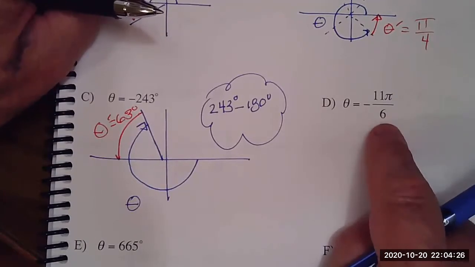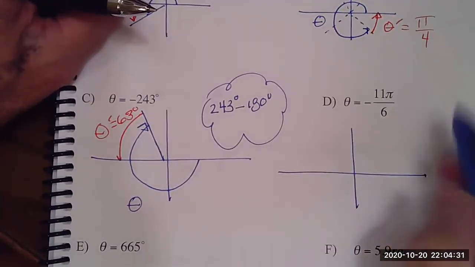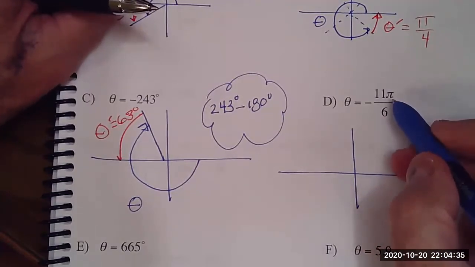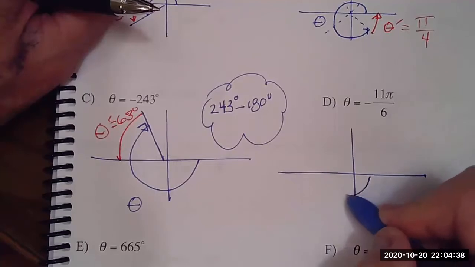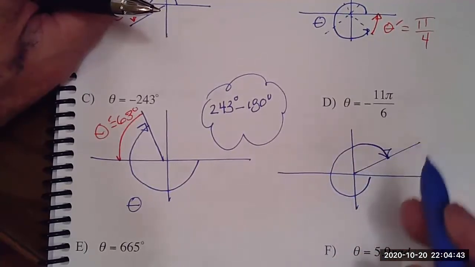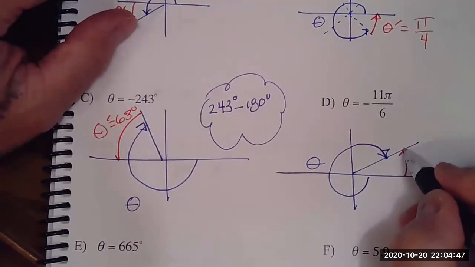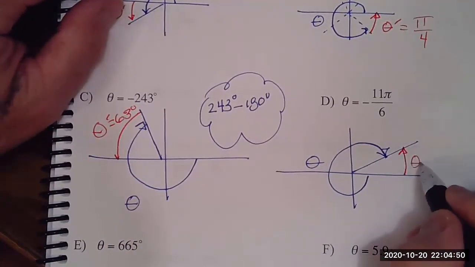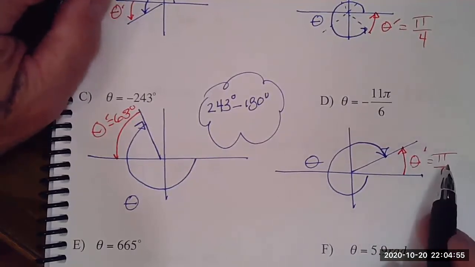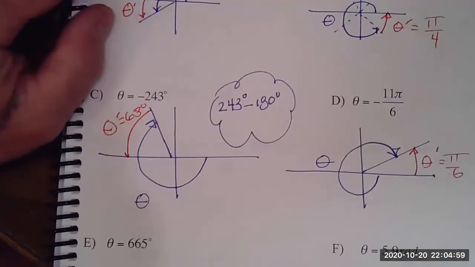Okay, negative 11 pi over 6. Now it's negative. That's almost 12 pi over 6, which is 2 pi, right? So it goes this direction. I think we're right over here. That's your theta. This is your reference angle, but it's got to go this way because it's got to be positive. So this is theta prime. This has to be pi over 6, because pi over 6 combined with negative 11 pi over 6 gives you 2 pi.